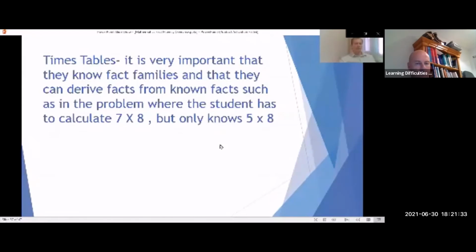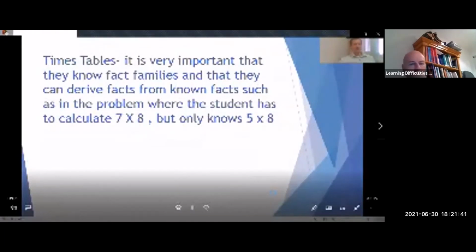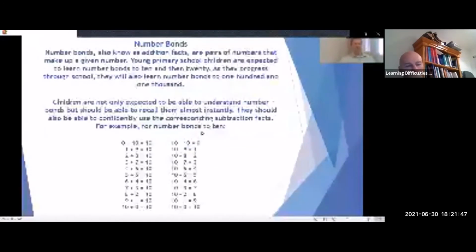So it's very important that students know the fact families and that they can derive facts from known facts, such as in the previous problem where the student has to calculate 7 times 8, but they know 5 times 8. That will help them arrive at the answer.